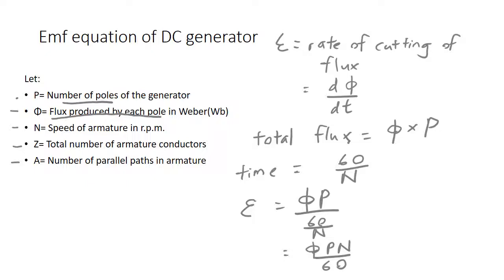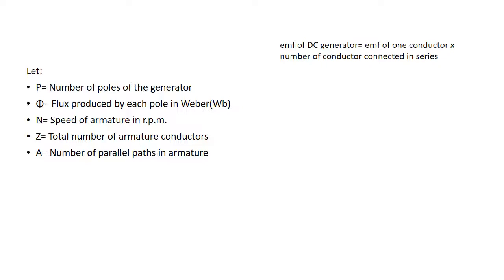But this is the EMF induced in one conductor. Suppose there are Z conductors in a generator, arranged in a manner that all parallel paths are always in series. And when Z is the total number of armature conductors and A is the number of parallel paths, then Z over A will be the number of conductors connected in series.